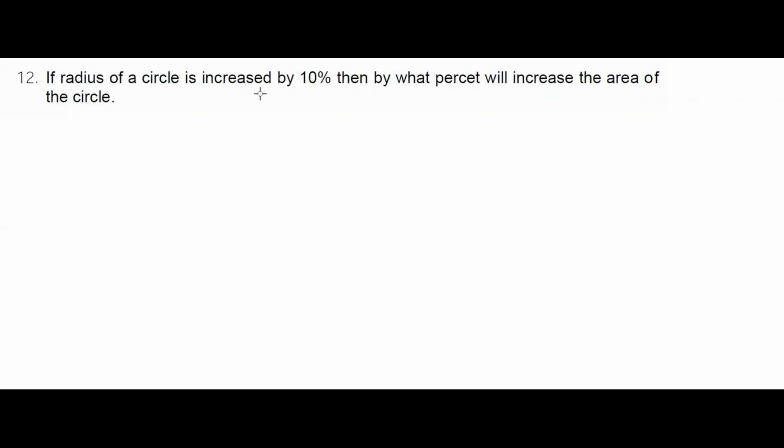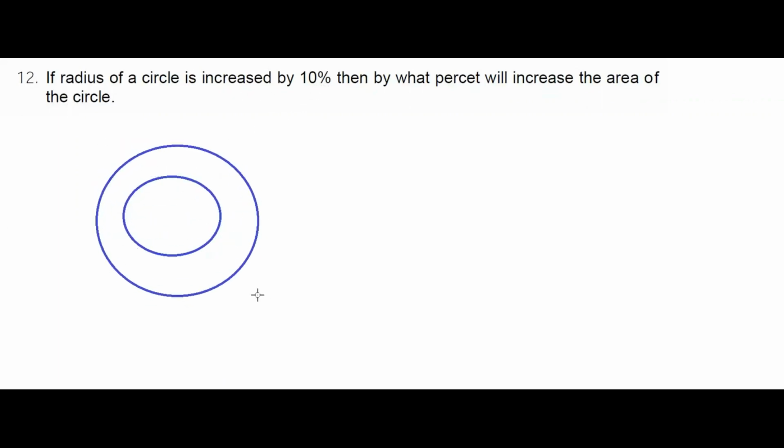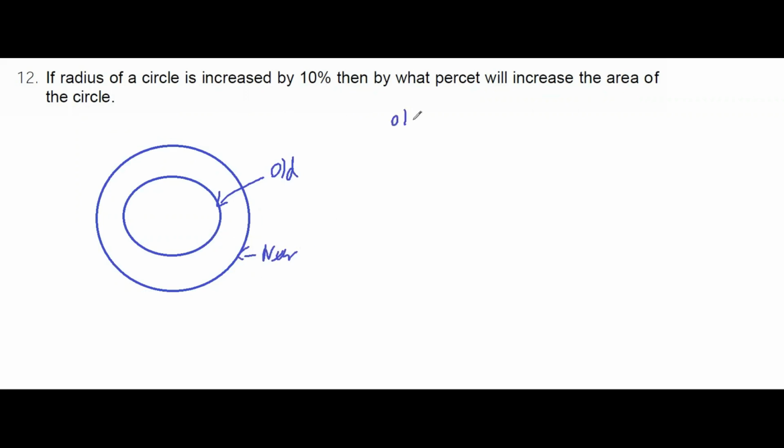If the radius of the circle is increased by 10%, so I have a circle. Okay, this circle's radius is increased by how much? By 10%. So this is my old circle and this is my new circle. So this is old r and this is new r. So if the old r is 100 and it is now increased by 10%, so that will become my 110. By what percent will the area of the circle increase?